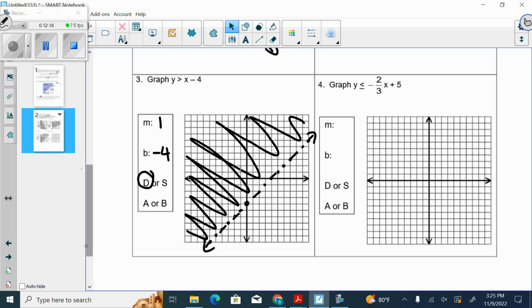All right, we got one more. All right, on this last one, am I going to have to rearrange or is it ready to go? Ready to go. So what's my M? Good. All right, and what's my B? Very good. So where is this graph going to start at? Good. All right. And then how am I going to move to get to my next point? Good.